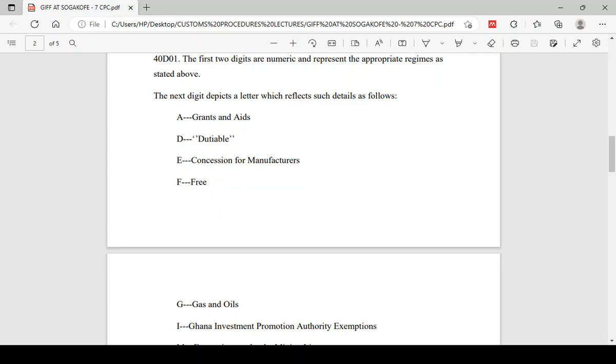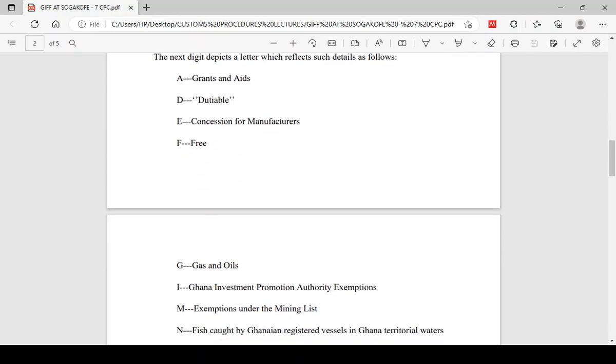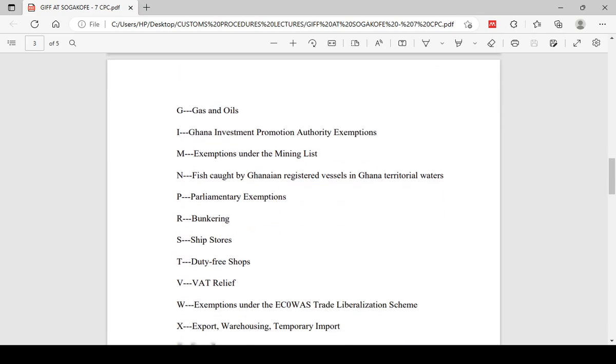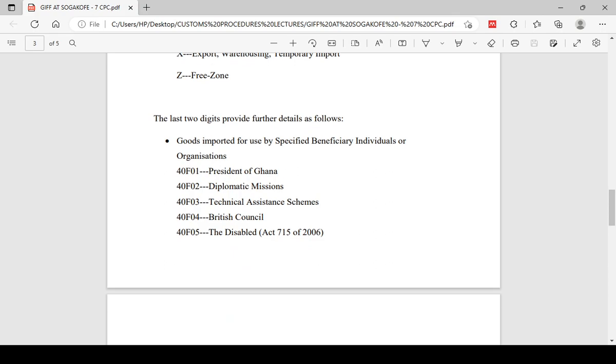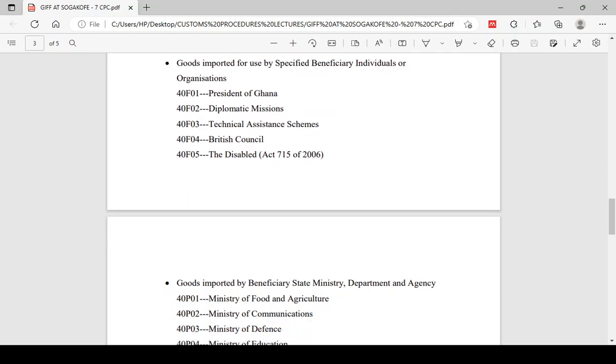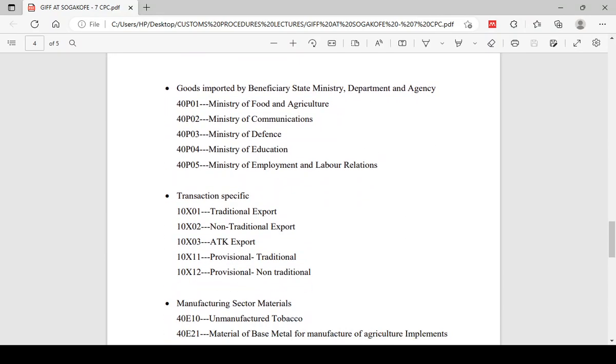So the list is there. More examples are there that you can go through and understand this. The procedure is simple, but the coding, if you are familiar with the coding, you understand it better. So that is for customs regime codes and customs procedure codes.